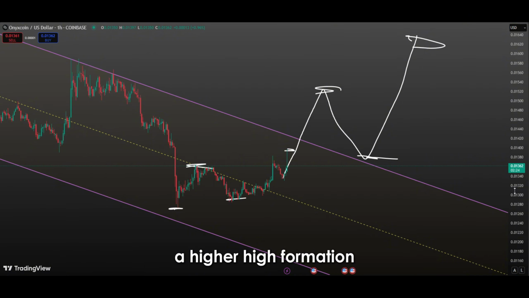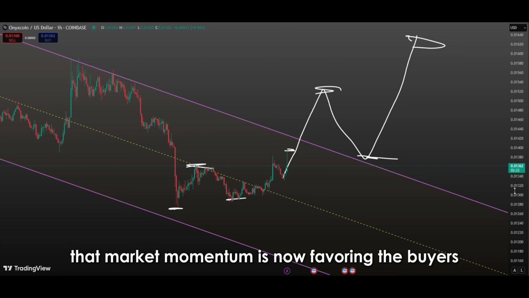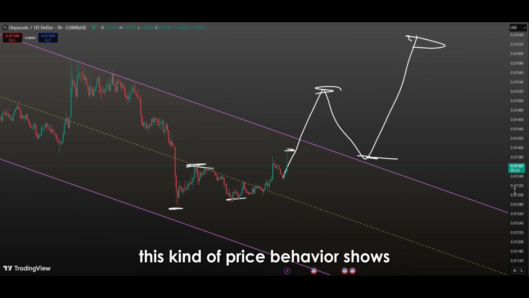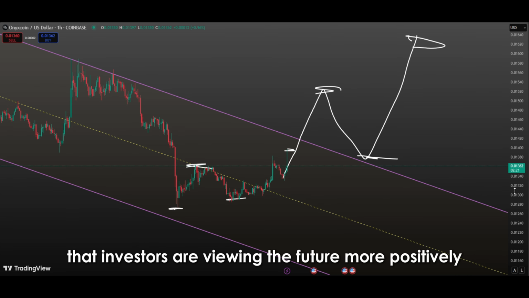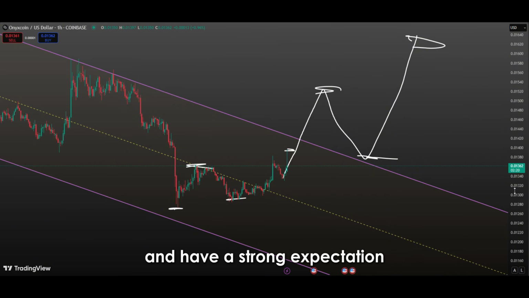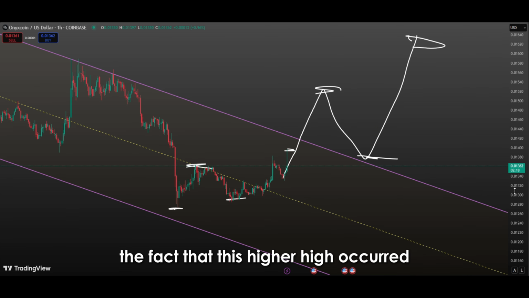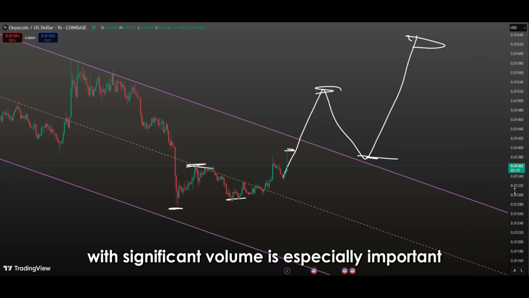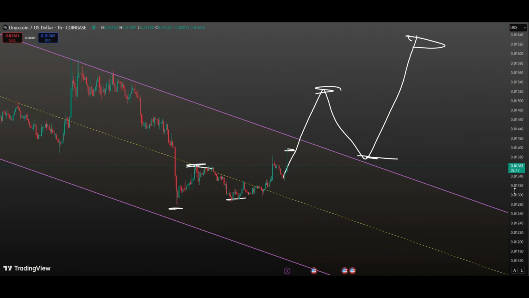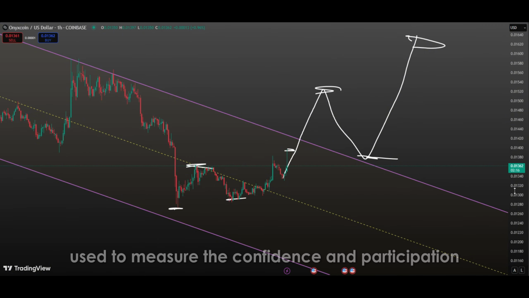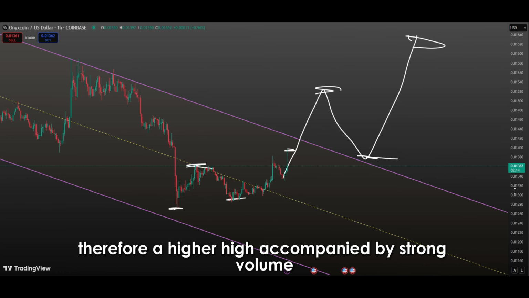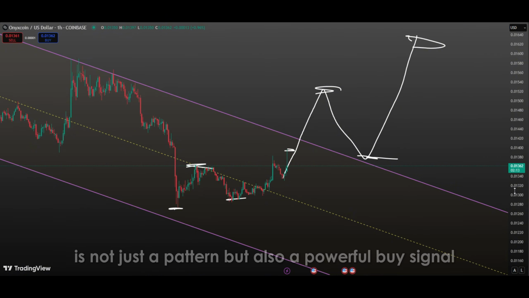A higher high formation not only reflects an increase in price, but also indicates that market momentum is now favoring the buyers. This kind of price behavior shows that investors are viewing the future more positively and have a strong expectation that the price will reach higher levels. The fact that this higher high occurred with significant volume is especially important in technical analysis. Volume is one of the most critical indicators used to measure the confidence and participation behind a price move. Therefore, a higher high accompanied by strong volume is not just a pattern, but also a powerful buy signal.